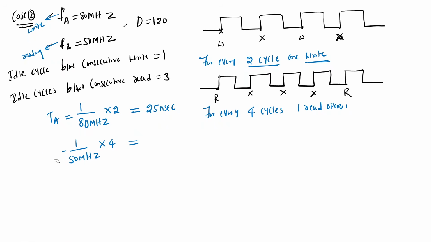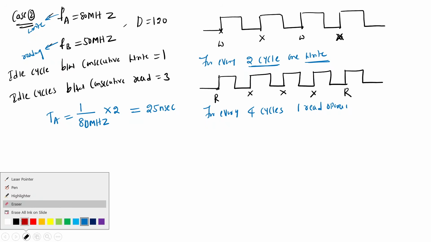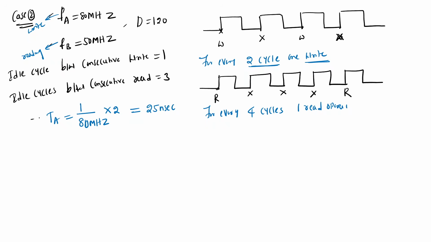TA is for writing one data item. For writing 120 data items, how much? 25 into 120 means how much will you get? 3000 nanoseconds. 25 nanoseconds into 120 means 3000 nanoseconds.